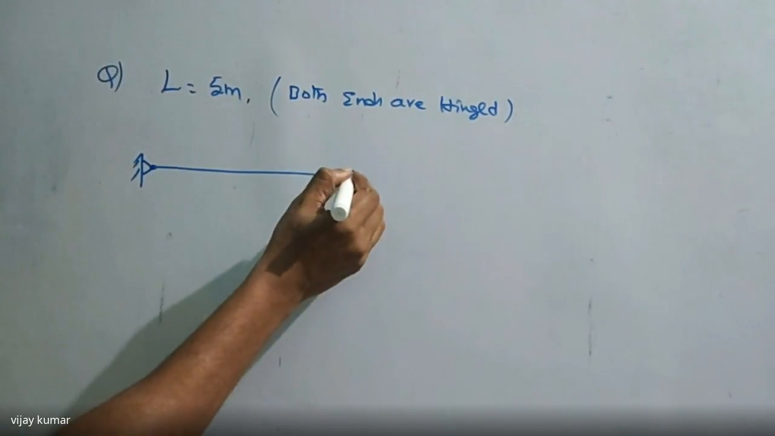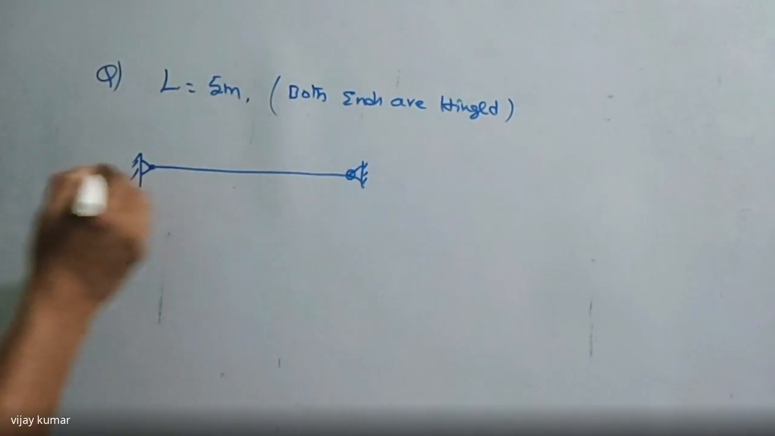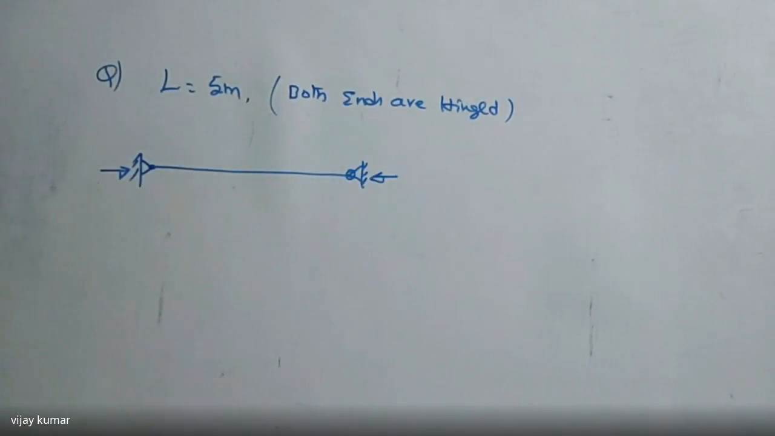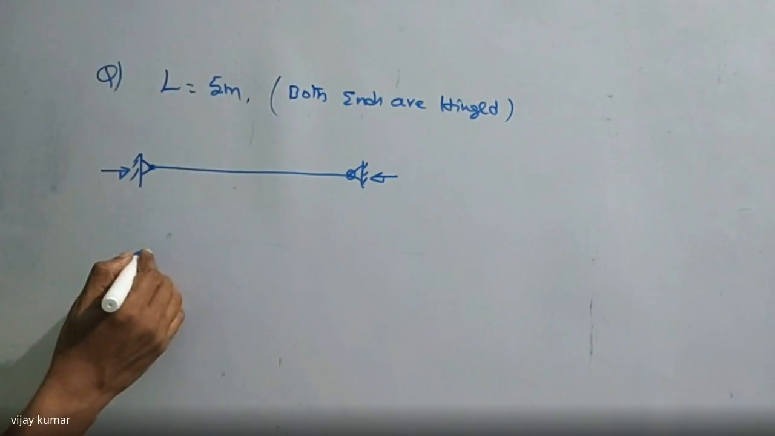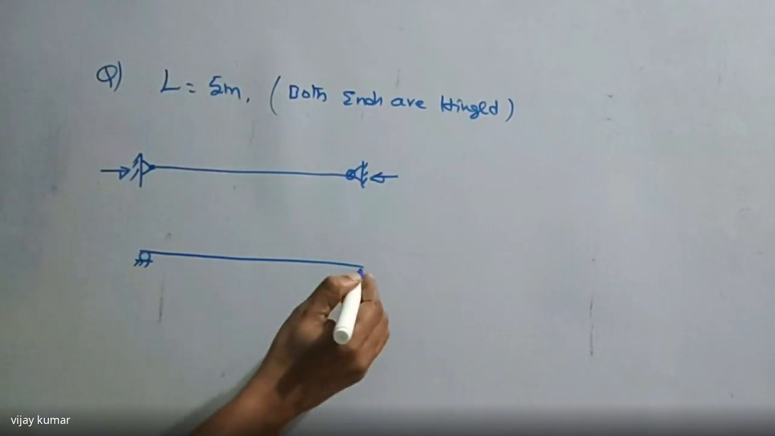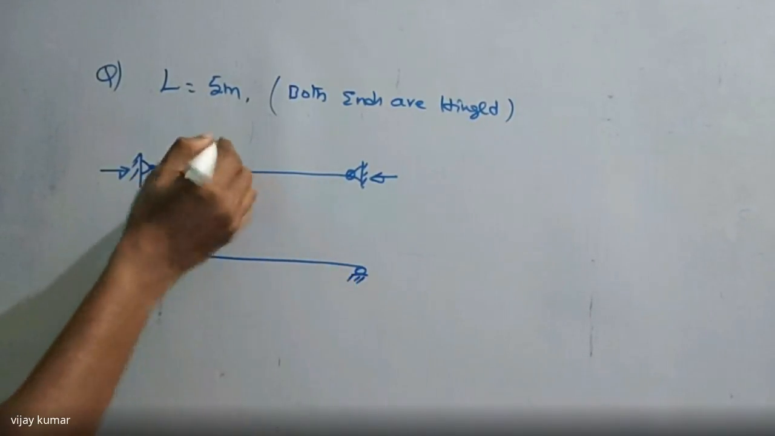This is also a hinged one. Actually, if you apply this one like this, then automatically it bends like this. So if the same column is simply supported like this, this is a column with both ends hinged.